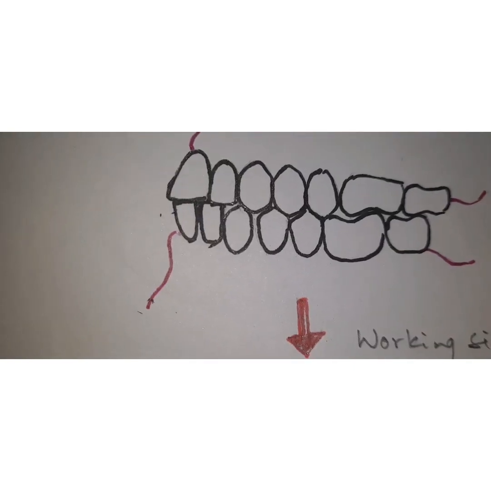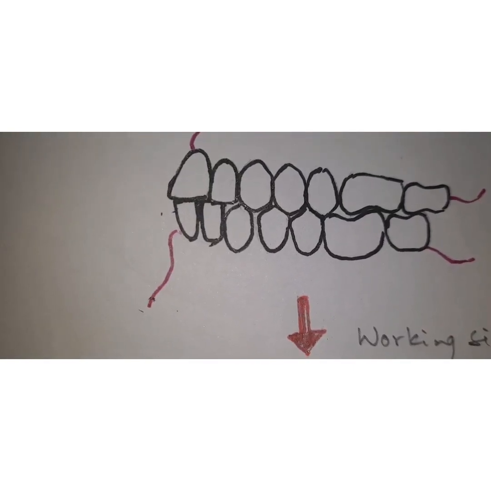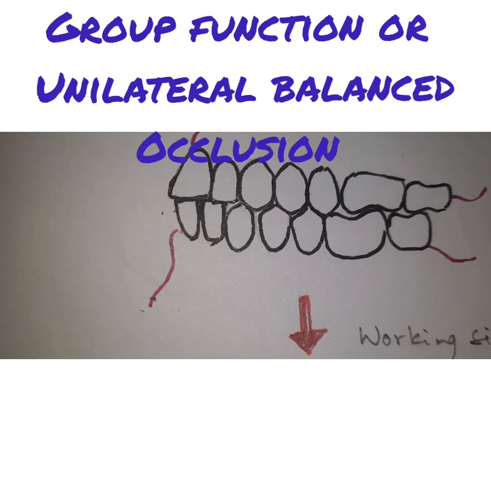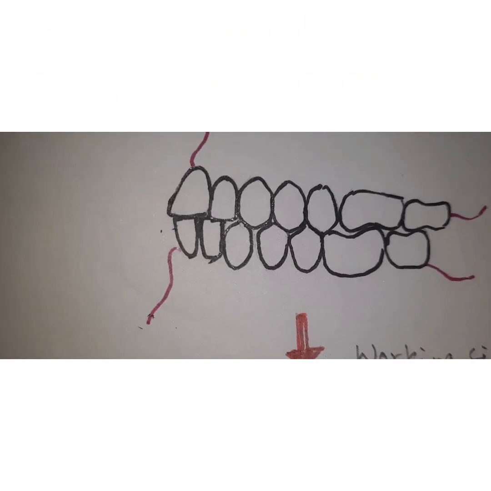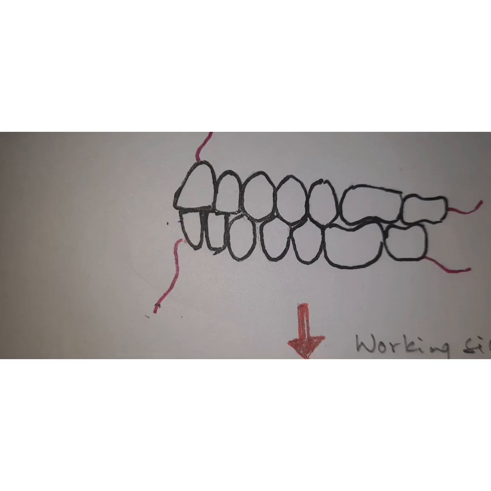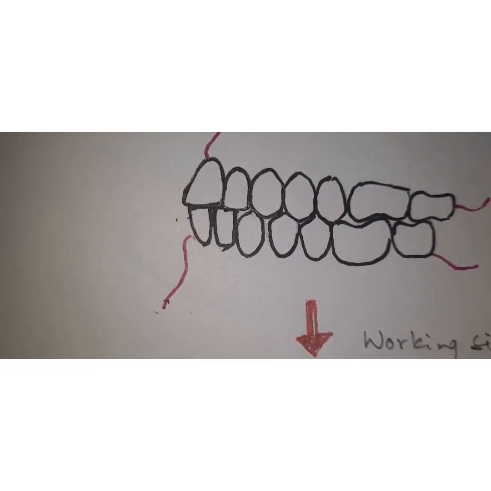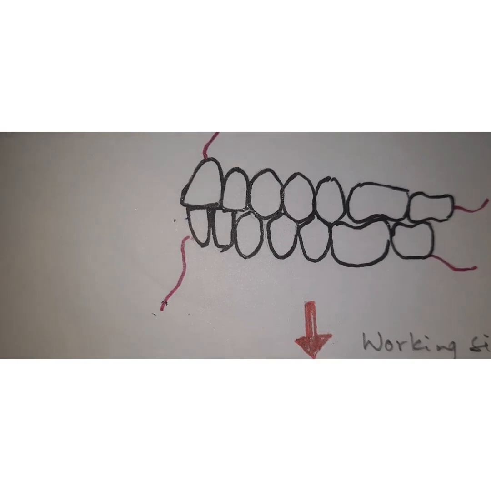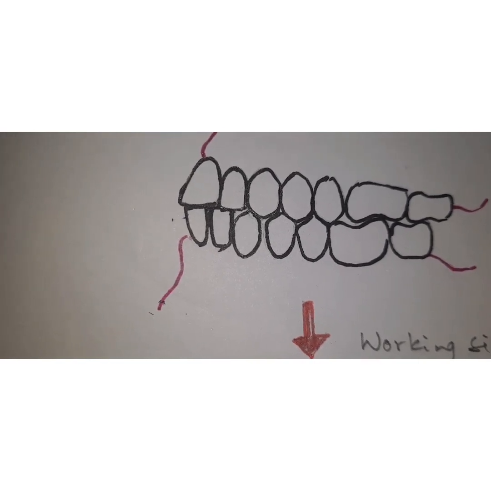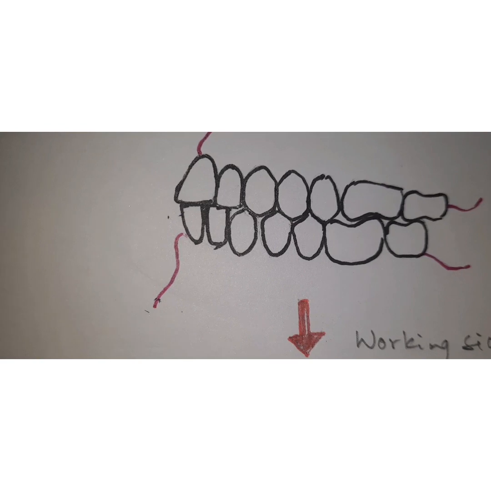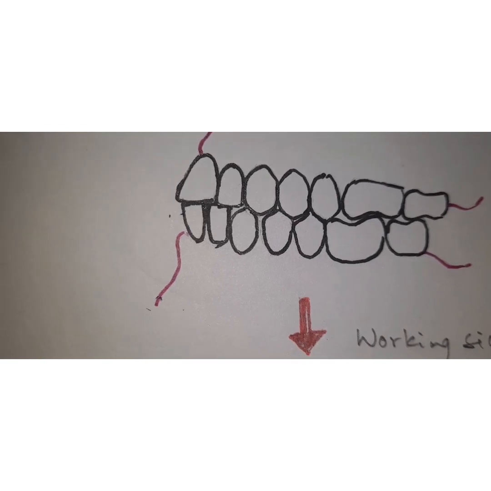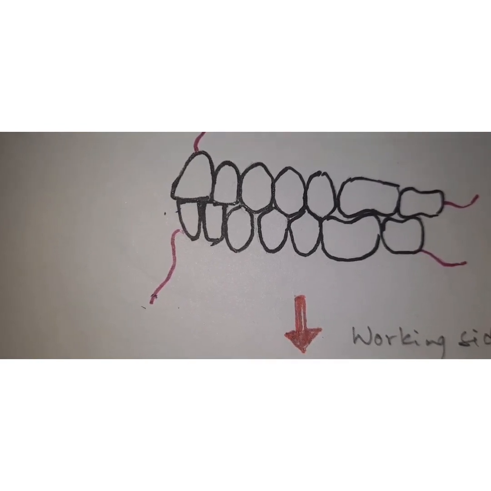Now, the next type of concept of occlusion is unilateral balanced occlusion, also commonly called group function. In this concept, you have occlusion of all the teeth on the working side, but you don't have any teeth contacting on the balancing side or non-working side. So all teeth contact on the working side and there is no contact on the balancing side.